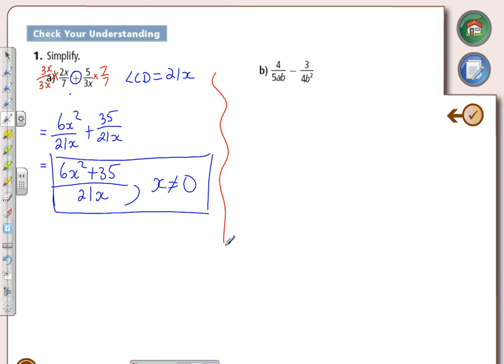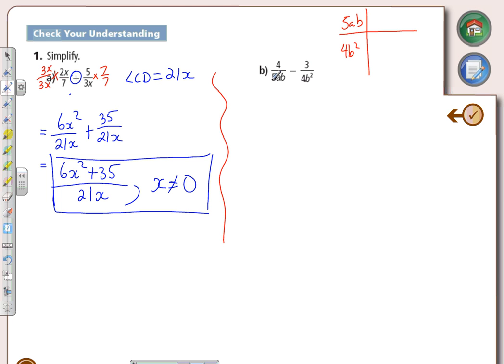Next one. Looking at these ones, I've got 5ab, 4b squared. You want to use your little box method. Go ahead. If you have your own method, work with that as well.